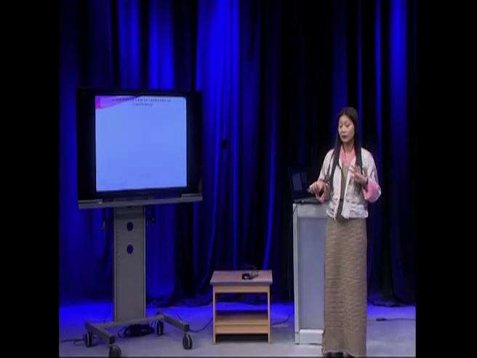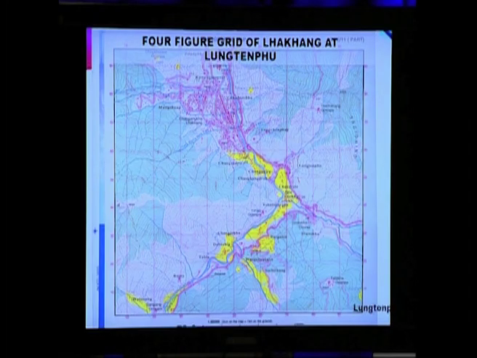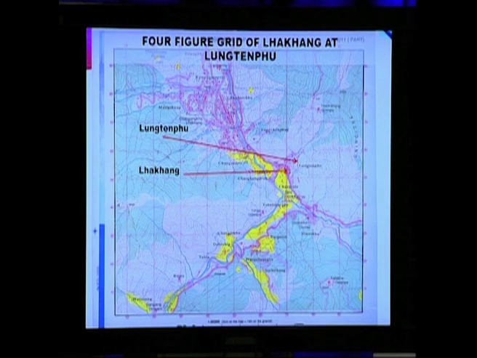In the same way, we look at another example, finding the 4-figure grid reference of Lagang at Lungten Pho. So first of all, what are you going to do? You are going to look for Lungten Pho. After you look at Lungten Pho, then you are going to look for the Lagang at Lungten Pho. So here, first of all, locate where Lungten Pho is on the map. Once you have found Lungten Pho, then look for the feature that is Lagang at Lungten Pho.